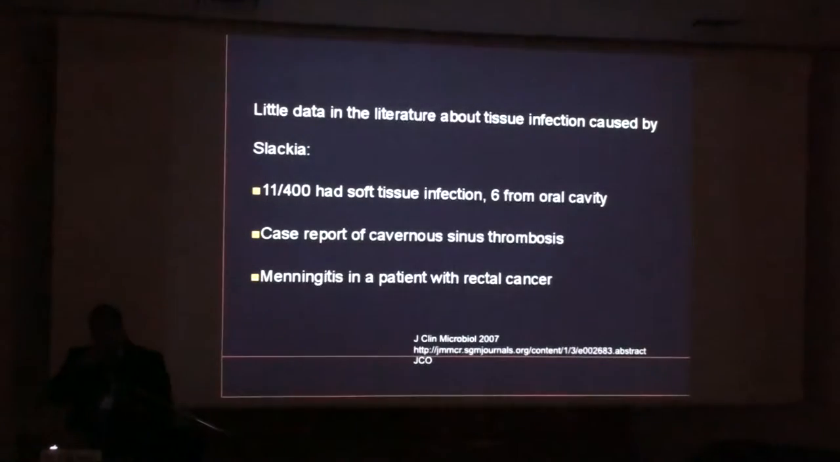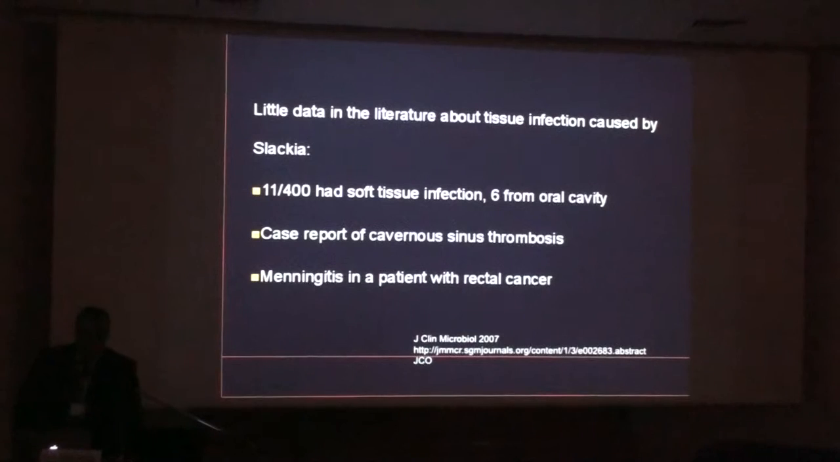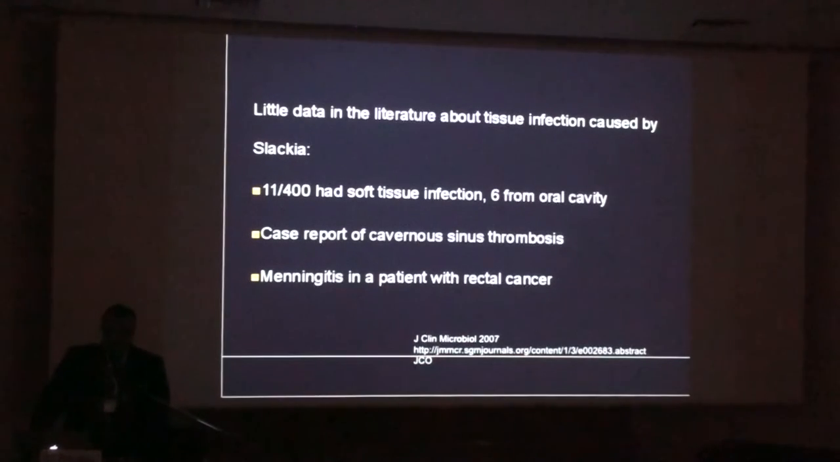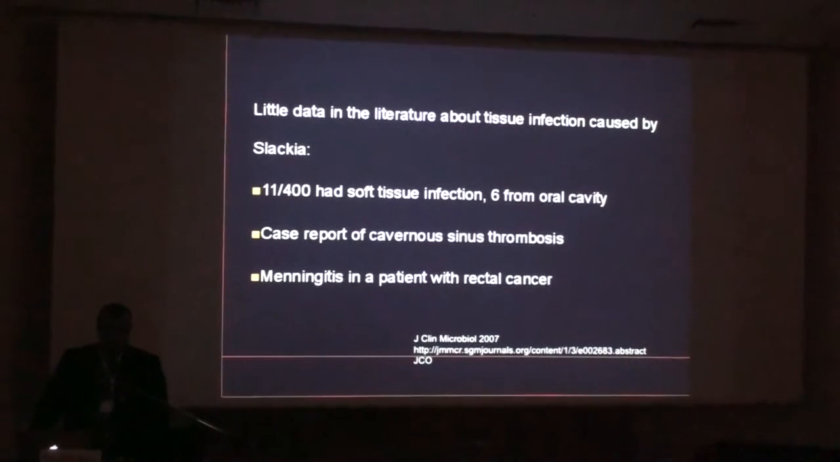So I searched the literature about this organism. I found little data in the literature talking about this infection. There was a study between 2005 and 2007 in the States, where they took cultures from 400 patients from infected sites. They found 11 of them with this specific organism, and 6 of them were from the oral cavity. There were also 2 case reports about cavernous sinus thrombosis with this organism and meningitis in a patient with rectal cancer.